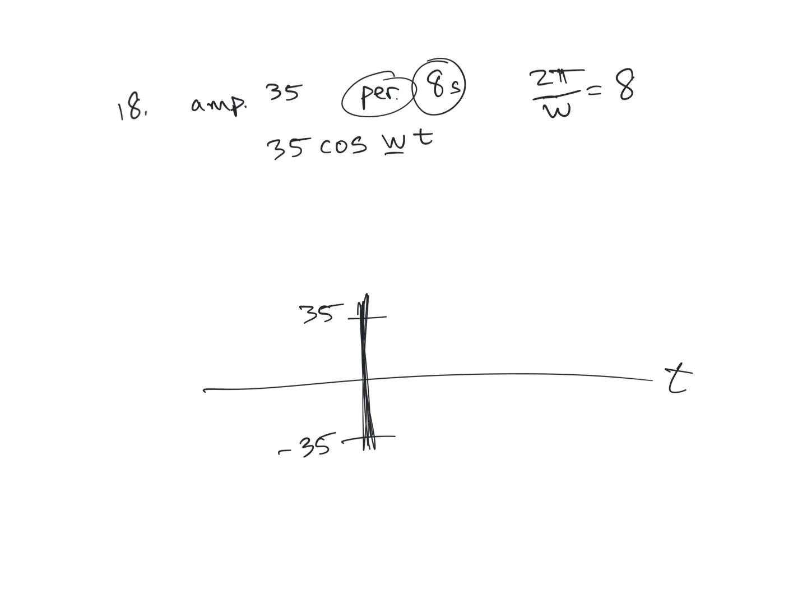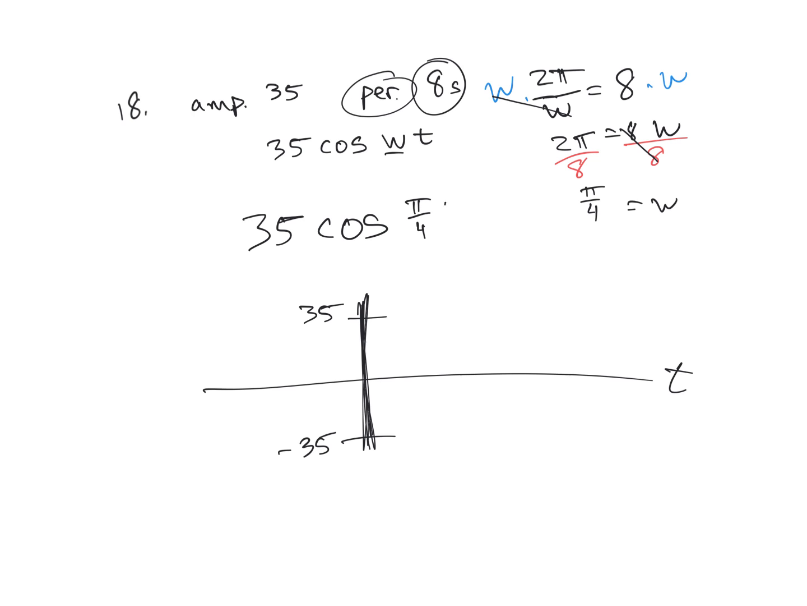So now it's an algebra problem. We have to solve for W. First of all, you got to get W out of the denominator. So 2 pi is equal to 8W, and now we can divide off the 8, and we get W equals pi over 4. So you didn't even need to draw this at all, but I'm just trying to give you an idea of what displacement means. 35 cosine of pi over 4 t. And that's how you come up with the equation or the function given certain pieces of information.